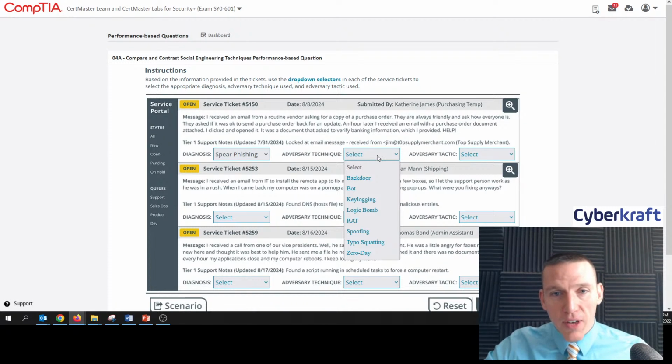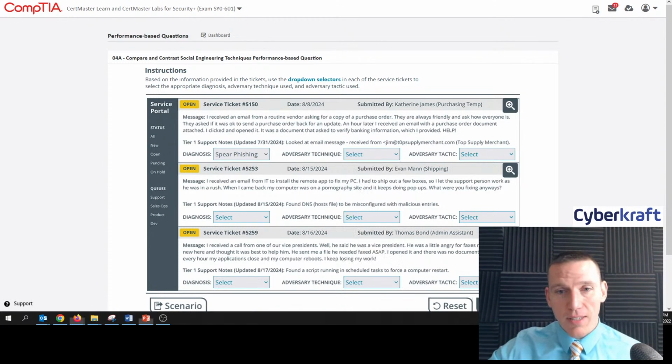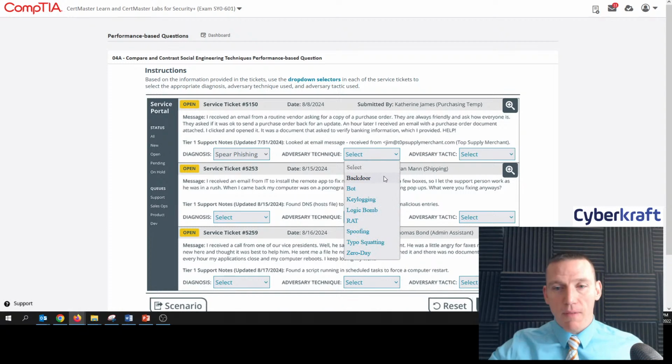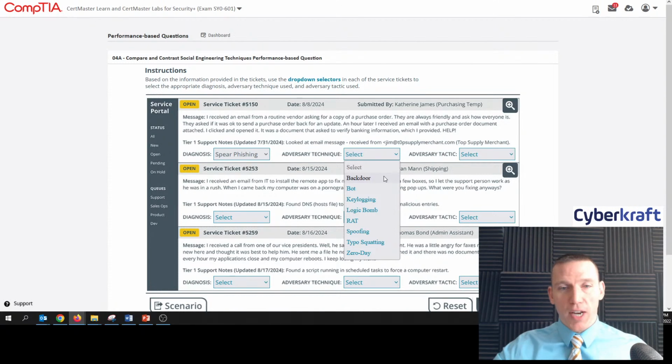Here we have backdoor, bot, key logging, logic bomb, RAT, spoofing, typo squatting, or 0-day. It's a lot of options, a lot of terms you have to memorize, especially for the Security Plus. You can understand these scenarios. Okay, so let's think about this for a second. What would indicate one of these types of attacks? We know a backdoor is something that's installed onto our system that allows hackers to gain access to the system over and over again, bypassing normal login credentials, essentially.